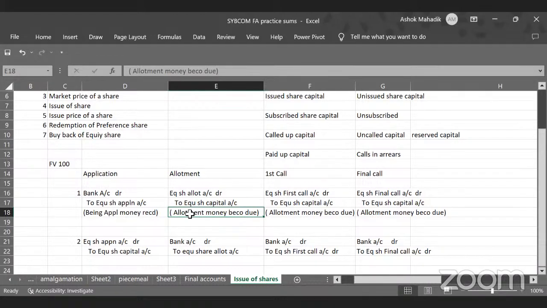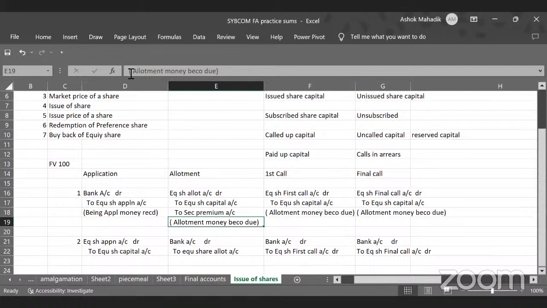So in the second entry, the allotment entry, your entry is equity share allotment to equity share capital. But you are collecting not only equity share capital, premium also. So one additional credit will come to securities premium amount. That's it. This is the only change if premium is there. Very simple. I hope you have understood this. Clear, students? And when money will be received, it will be as it is, bank account debit to equity share allotment, the full amount.